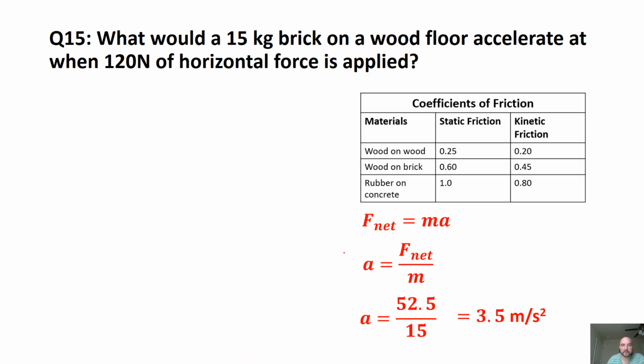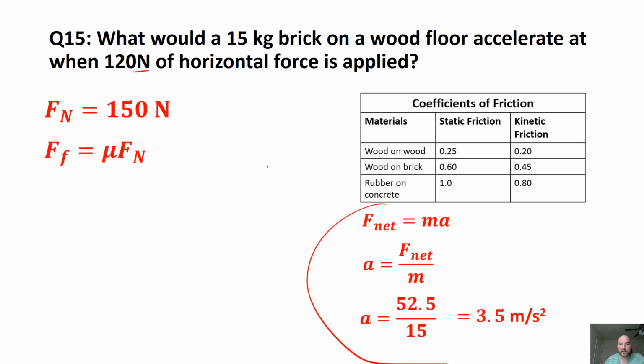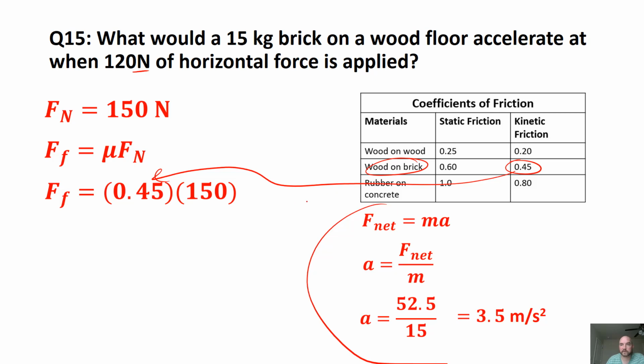What would a 15 kilogram brick on a wood floor accelerate at when 120 newtons of force is applied? So we have 120 newtons of force. Well, we have our normal force we figured out in the last question. And we know it's already moving. So in order to figure out how much it's accelerating, since it's already moving and it's wood on brick, we're going to go to this value for our coefficient of friction, because it's wood on brick and it's already moving.